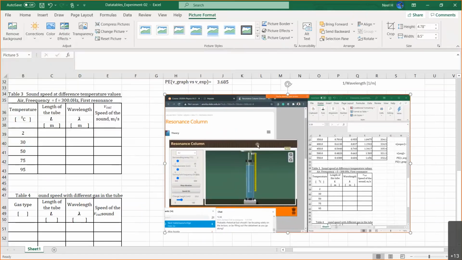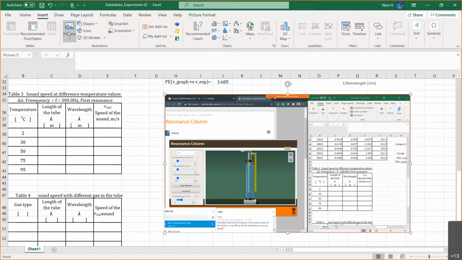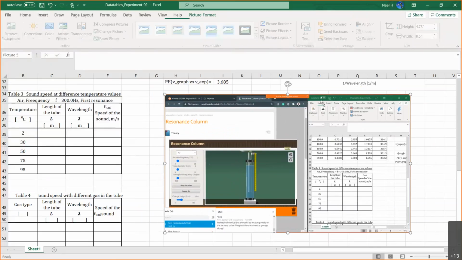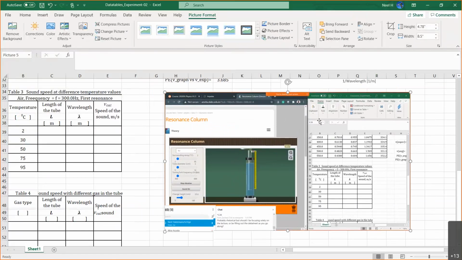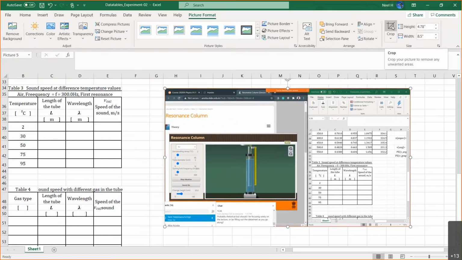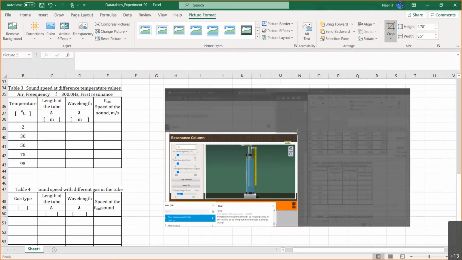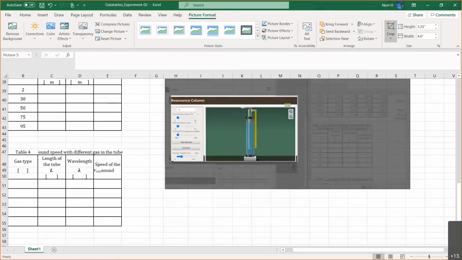To add the screenshot, insert pictures, and click the down arrow. You will see how to select the pictures and then add it. And then get rid of all the background which you don't want there. You can crop the right-hand side and the very top. Click on crop, and I need only to see the simulator part, right? So just crop out all the unnecessary parts.